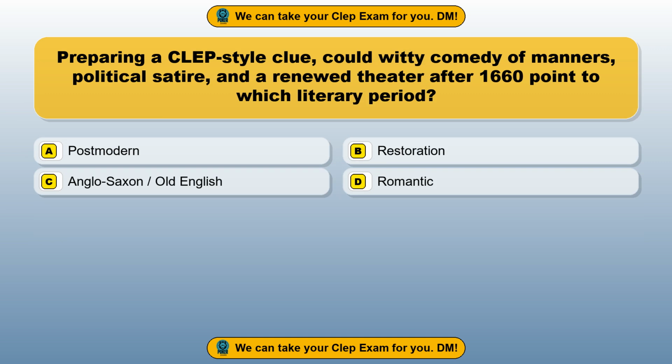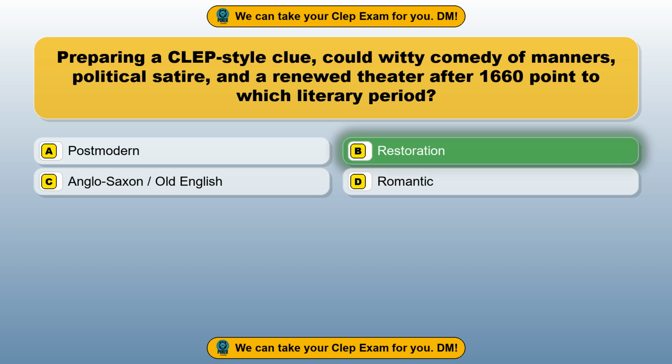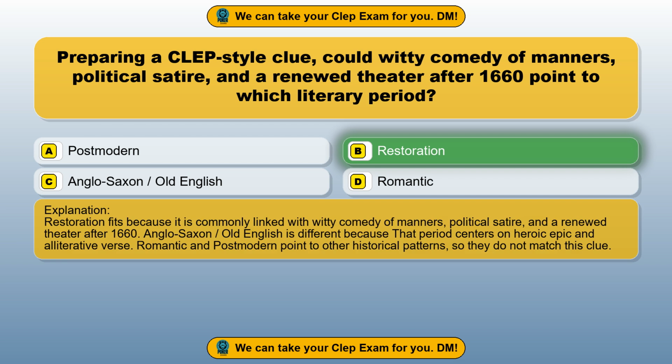Question 38. Preparing a CLEP-style clue, could witty comedy of manners, political satire, and a renewed theatre after 1660 point to which literary period? Option A, postmodern. Option B, Restoration. Option C, Anglo-Saxon/Old English. Option D, Romantic. The correct answer is option B, Restoration. Restoration fits because it is commonly linked with witty comedy of manners, political satire, and a renewed theatre after 1660.